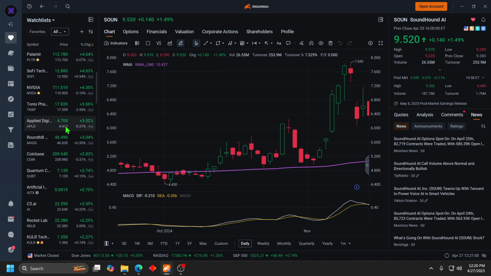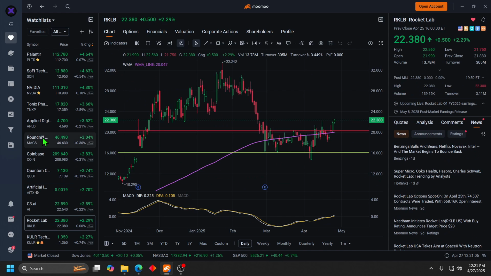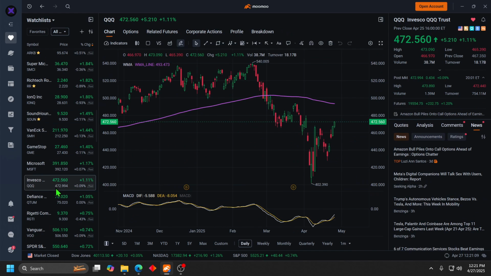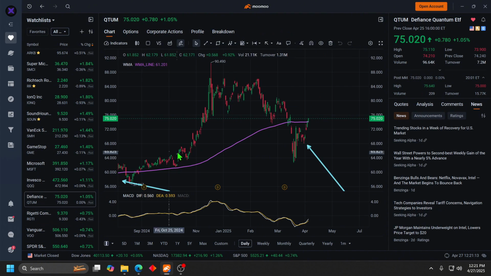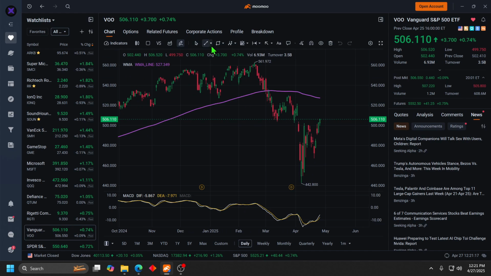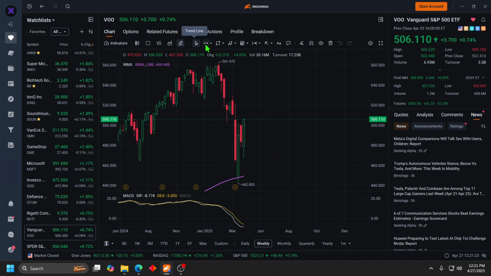Like if we just go to a random chart, maybe not that one. Let's go to a random one. I'm just trying to find something that's a little more obvious, something that's showing very obvious patterns. Let's see if I can. Okay, look. Let's look at this one. Okay, where's the top and where's the bottom? Let's go to the weekly. Oh, that's a very obvious top right there.